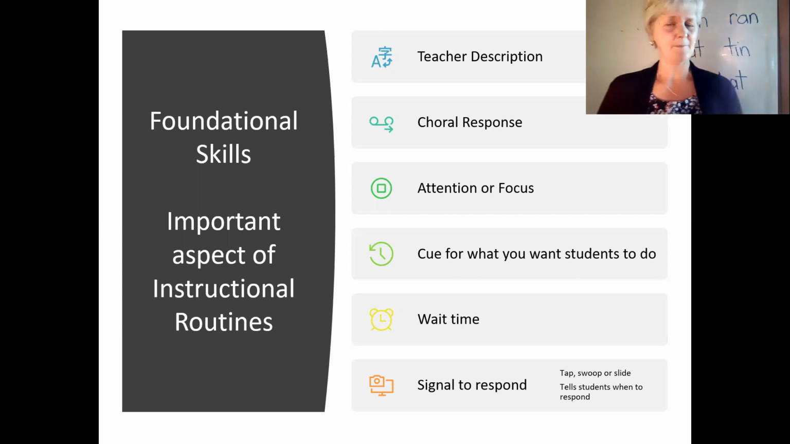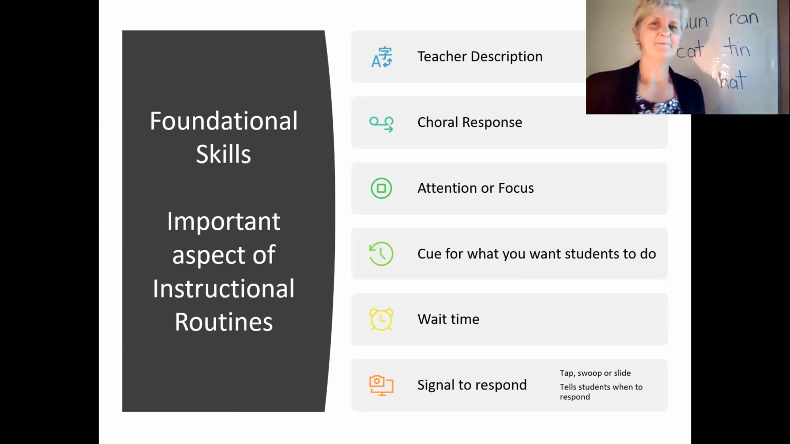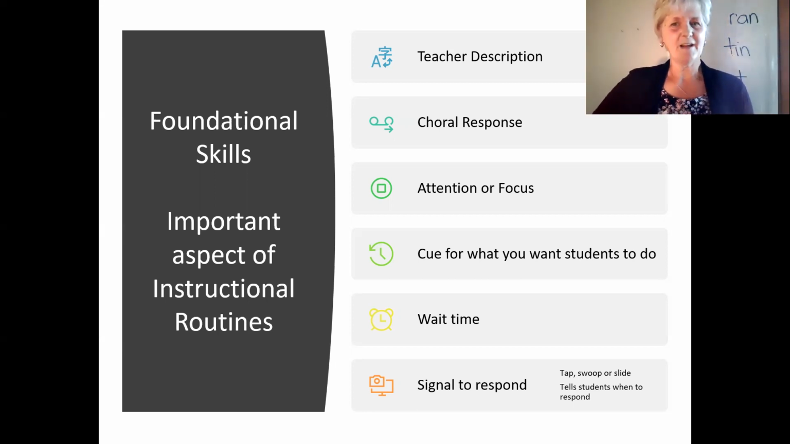Okay, so wait time, being sure the kids have enough opportunity. So the wait time here would be blend, word, slide. Okay, all right. So I want to be sure to give them wait time to be able to think.